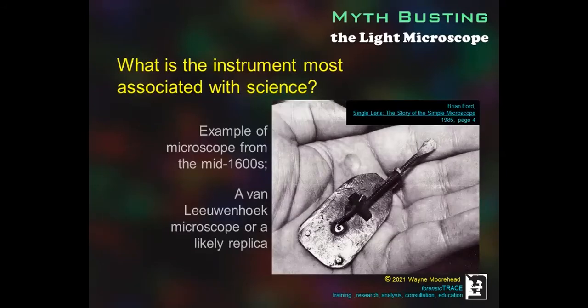This is an example of a replica of a Van Leeuwenhoek microscope, or it's possible that it's the real deal. That would have been from the mid-1600s. This is an example of a simple microscope. It has only one lens. Brian Ford, the world's leading authority on the Van Leeuwenhoek microscope, has taken photographs of microscopic objects using actual Van Leeuwenhoek microscopes from the collection of England's Royal Microscopical Society. He has shown how the single lens microscope by Van Leeuwenhoek provided very good resolution, even compared with 20th century microscopes.